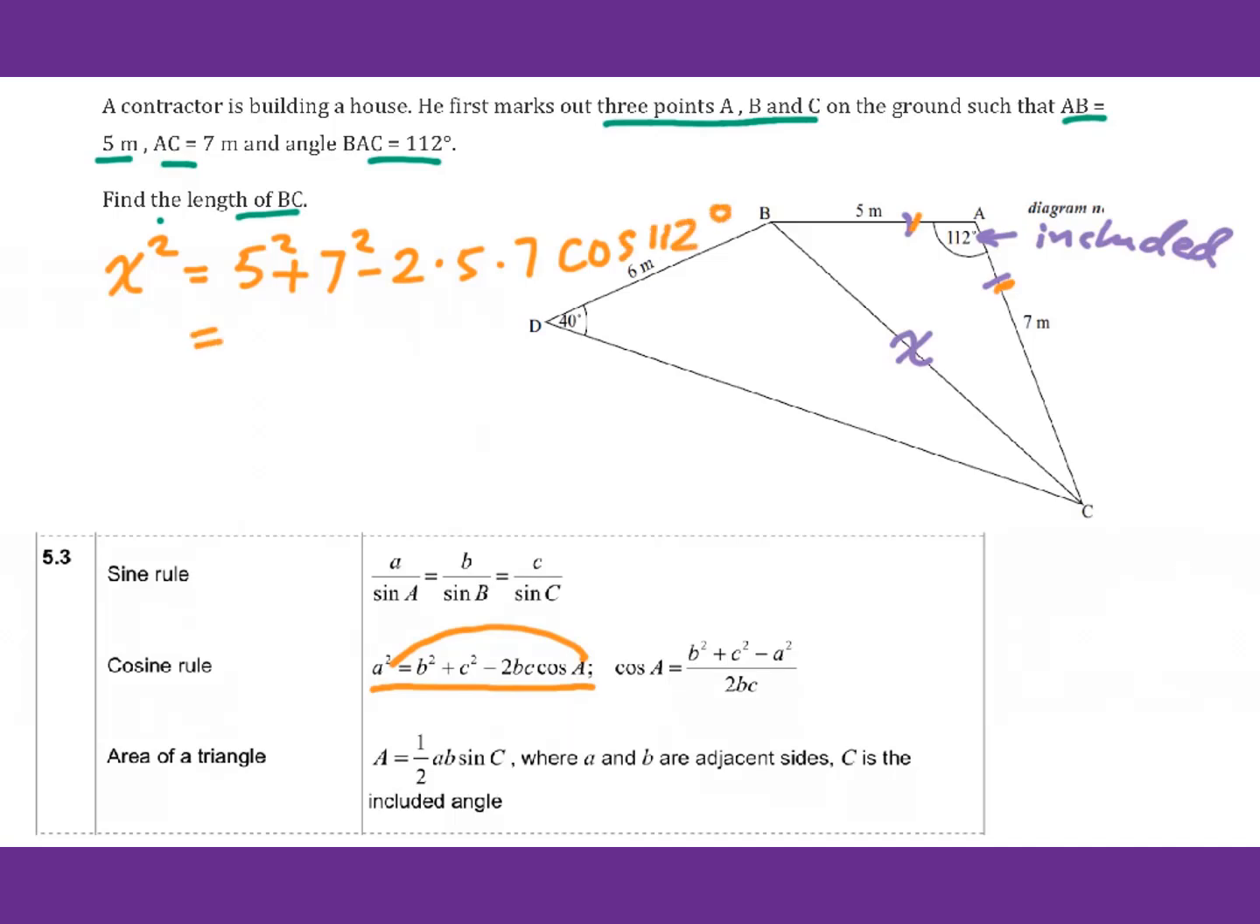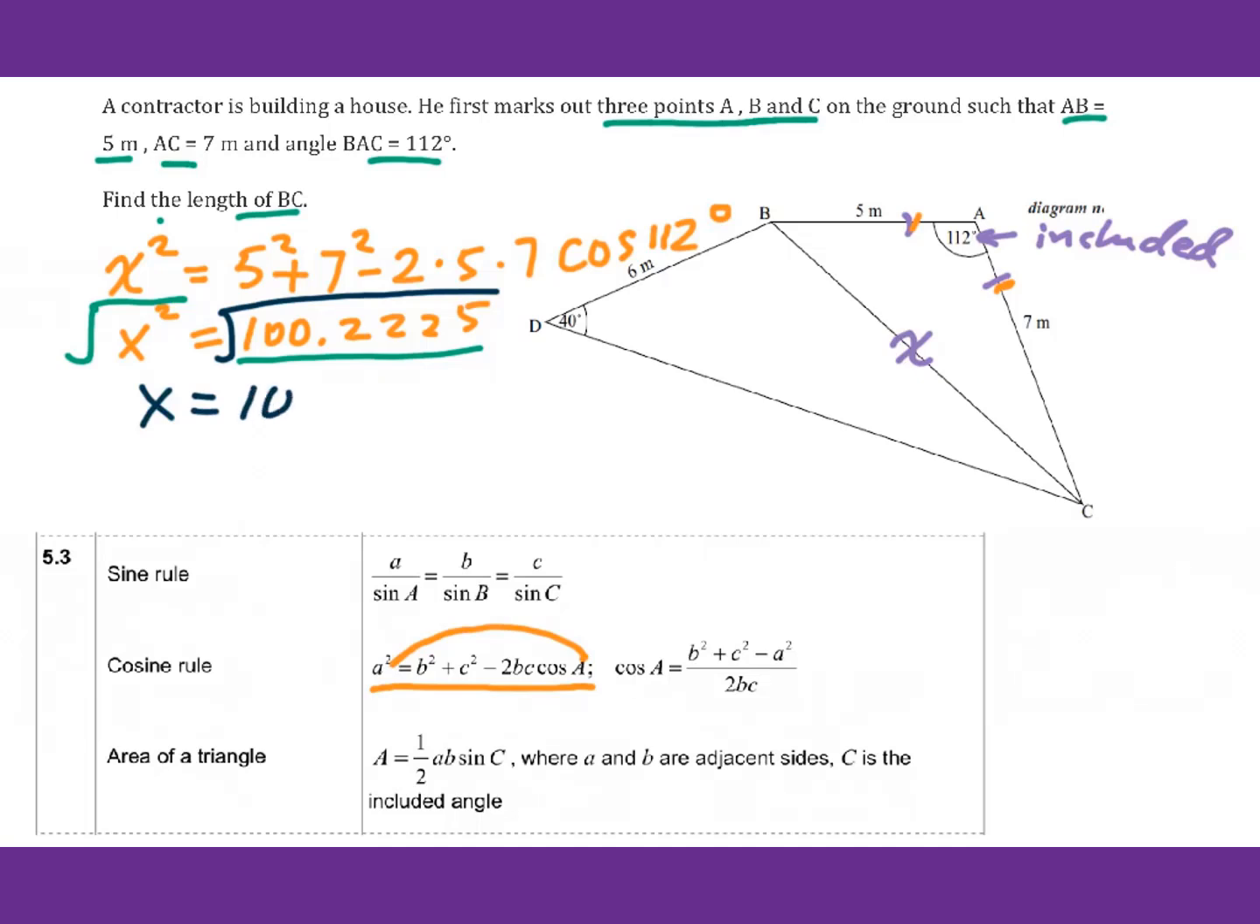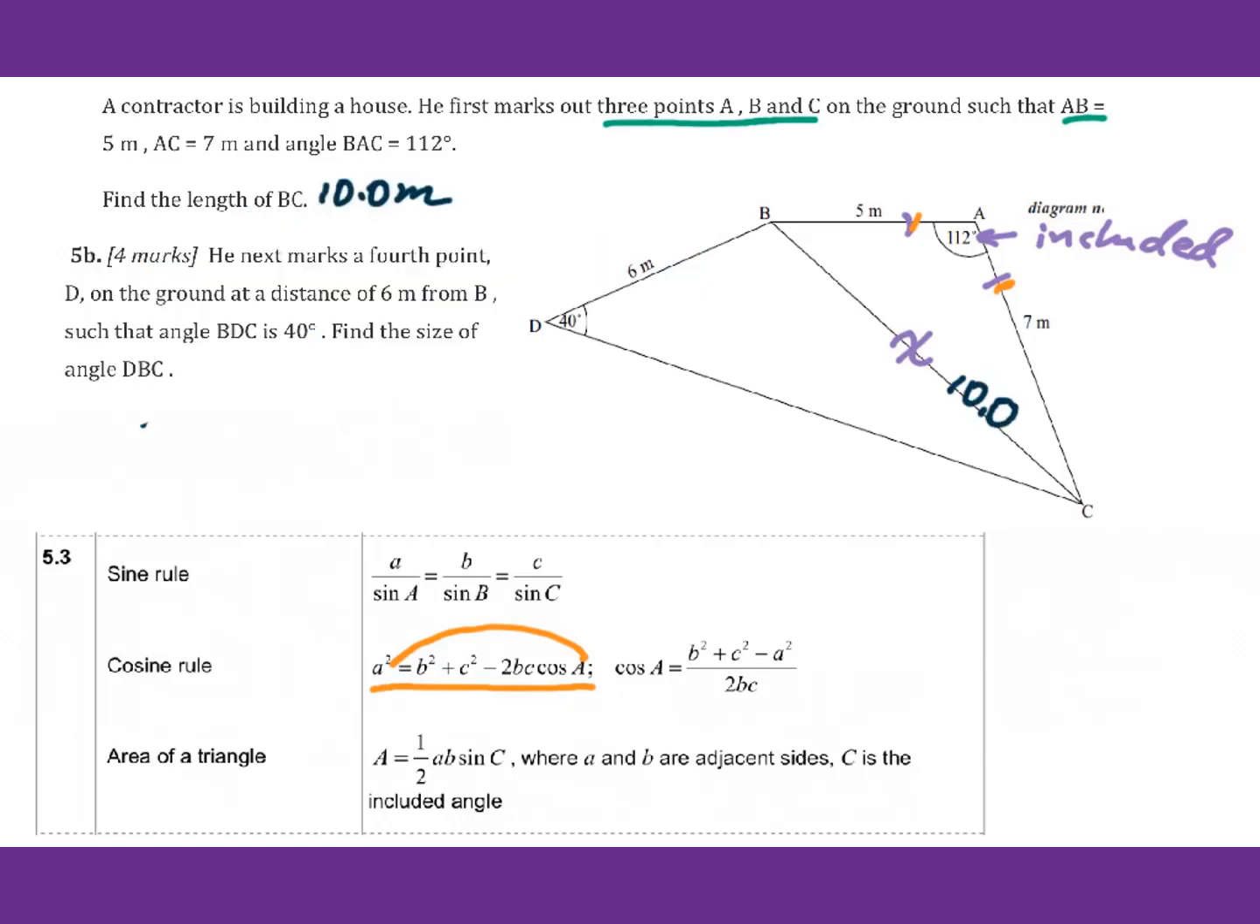We put it into the graphing calculator, and you will get this. Then you do square root both sides. You will get x equals 10.0 meters. I will label here 10.0 meters. Now let's go to 5b.